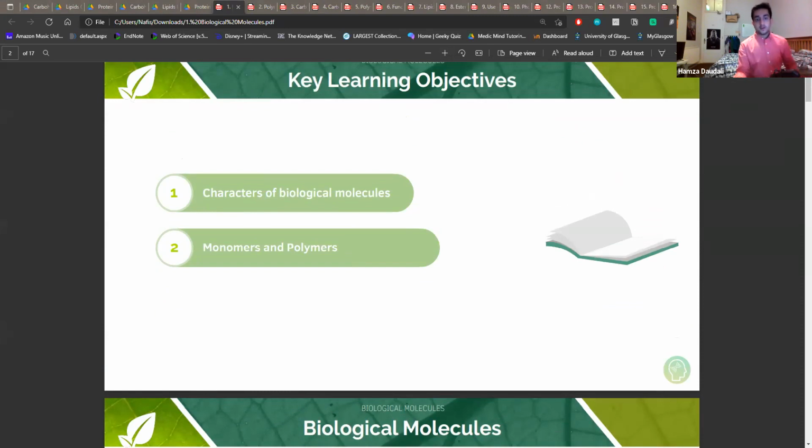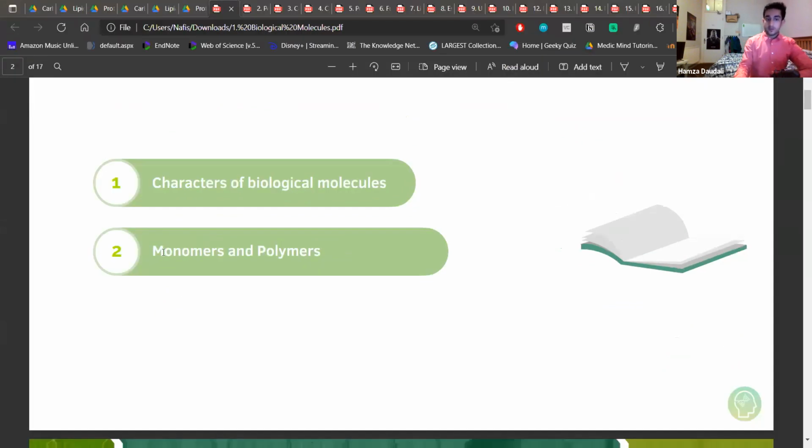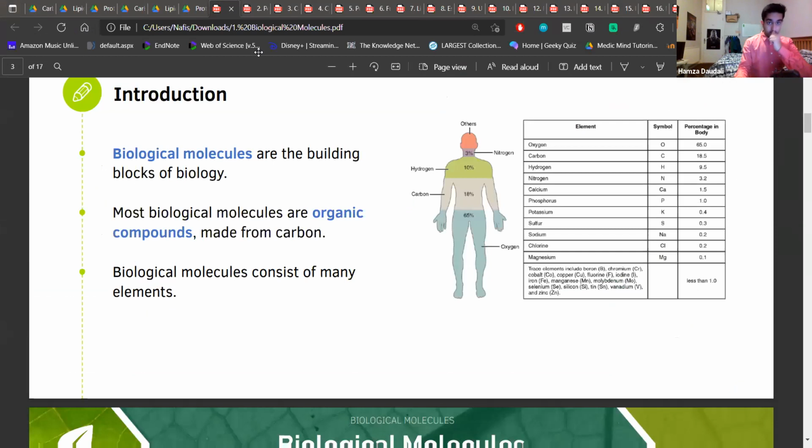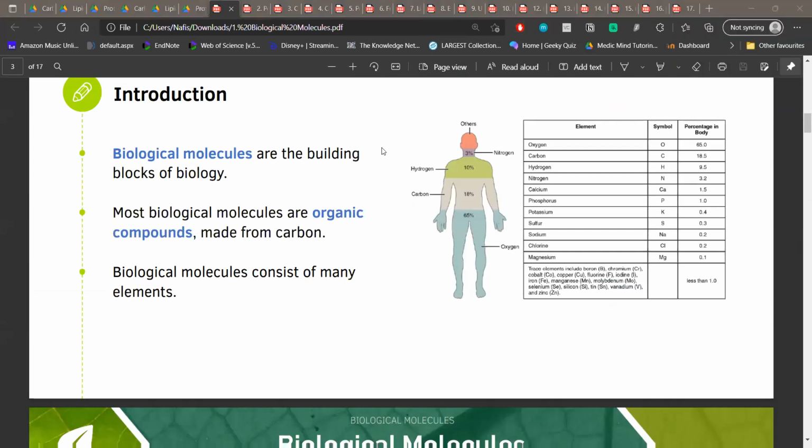So, characteristics of biological molecules, and we'll talk about what a monomer and a polymer is. Biological molecules are the building blocks of biology. Most biological molecules are organic, so they're a mixture of carbon and hydrogen, mostly carbon and hydrogen building blocks, but you can have a variety of elements, including phosphorus, potassium, sulfur, and nitrogen, calcium.